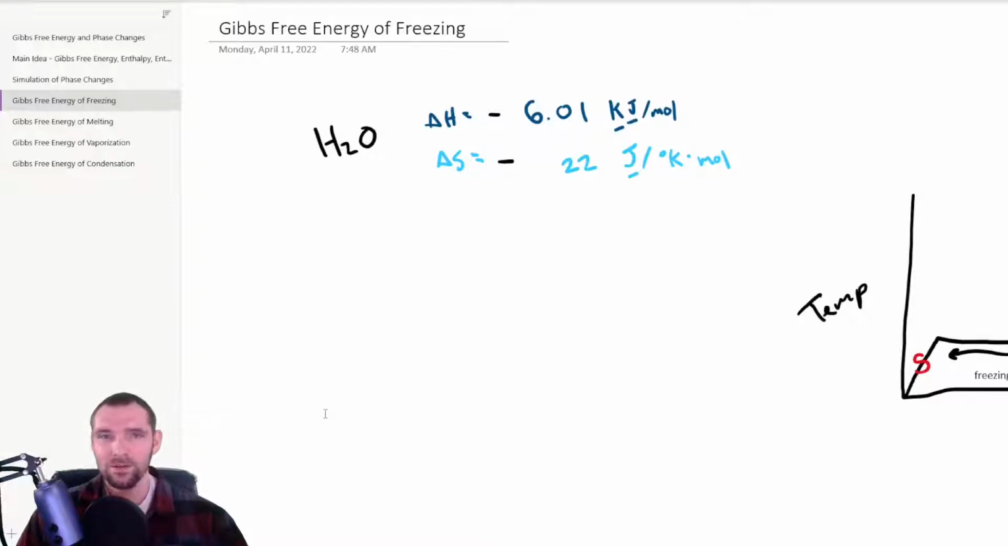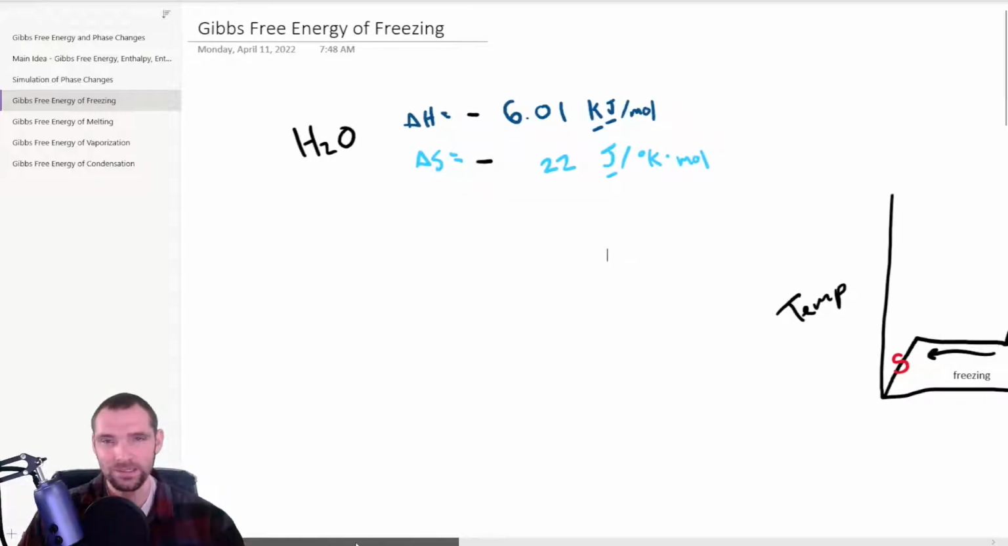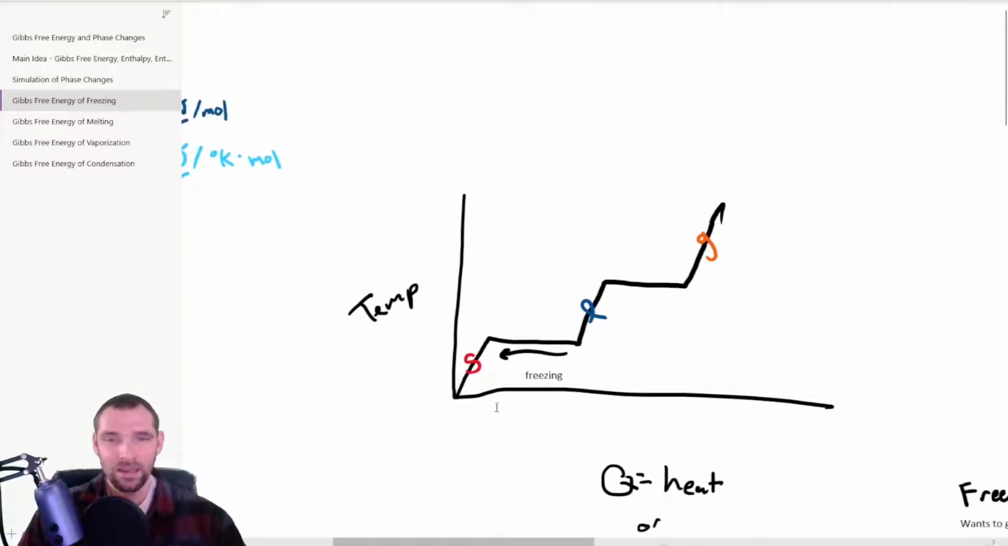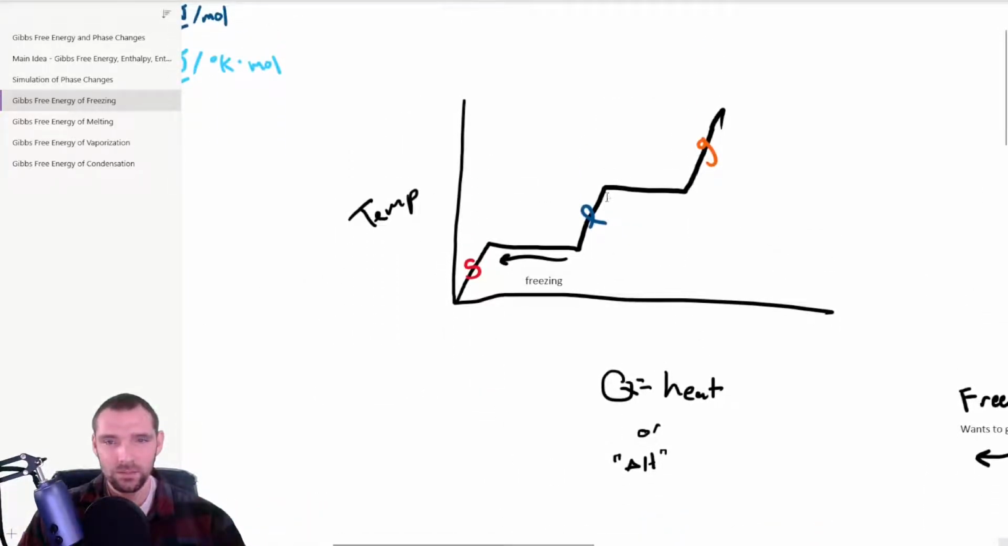So if we're talking about water, it freezes at 0 degrees Celsius. We know that. It's just a pretty common number that we're familiar with. So we're going to talk about that phase change. And so we have the change in H value for this process and the change in S value for this at standard conditions. So we're going to use those standard values, though it would vary slightly from those standard values. If we're thinking about freezing, we're going from a liquid to a solid. So this is happening at 0 degrees Celsius for water.